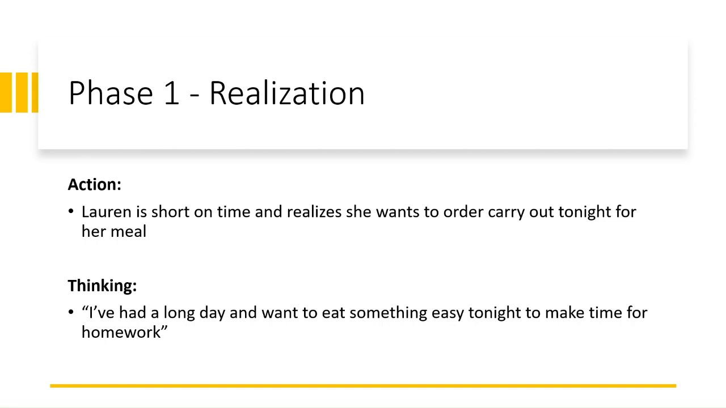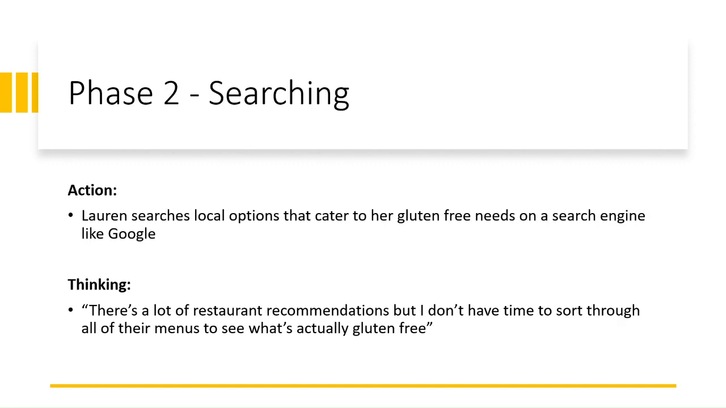And from Lauren, we can create a customer journey map, and we start with the first phase of realization. Lauren is short on time and realizes she wants to order carryout tonight for her meal. She's thinking, I've had a long day and I want to eat something easy tonight to make time for homework. The second phase is searching.